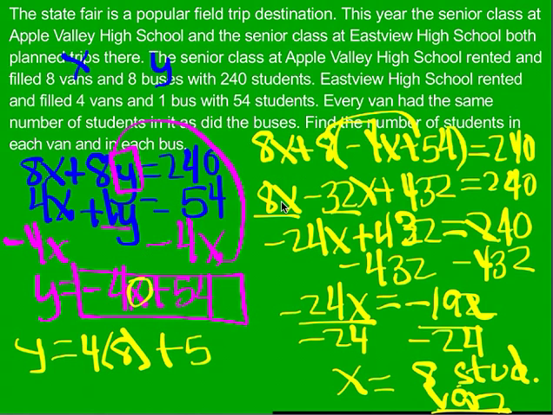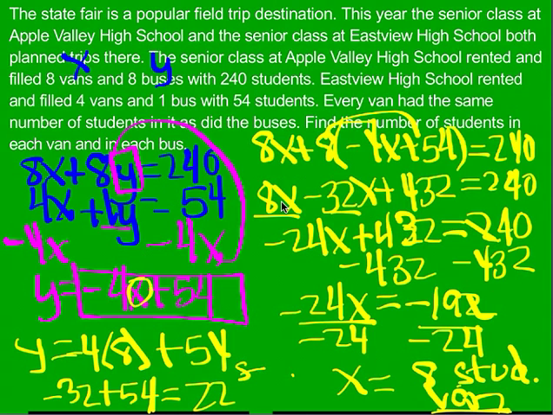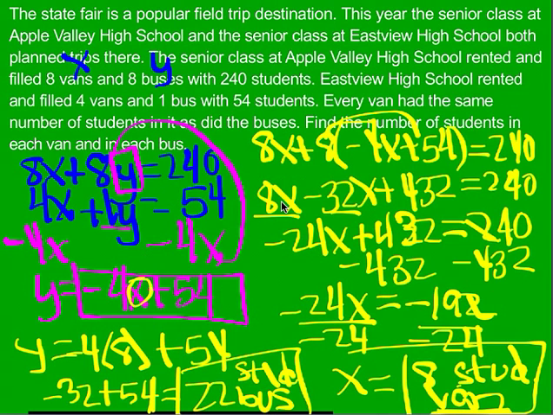Okay, so then what I'm going to end up getting is 32 plus 54. Oh, that's a negative 4, so I'm subtracting. So negative 32 plus 54 is going to give me 22. So there's going to be 22 students in the bus. Okay, so these are your final answers for number 9.